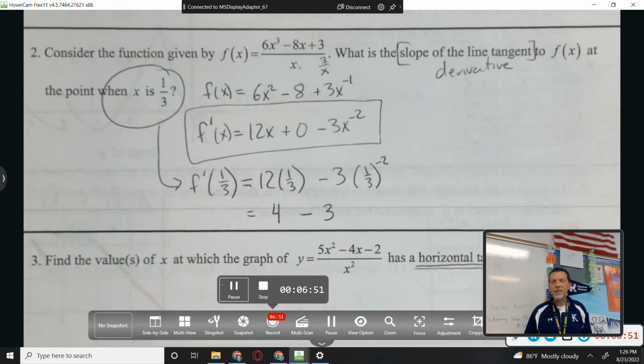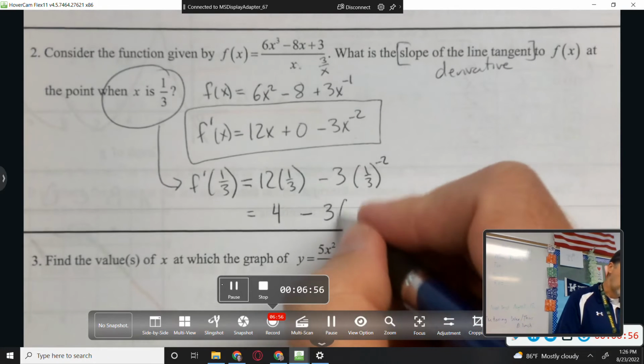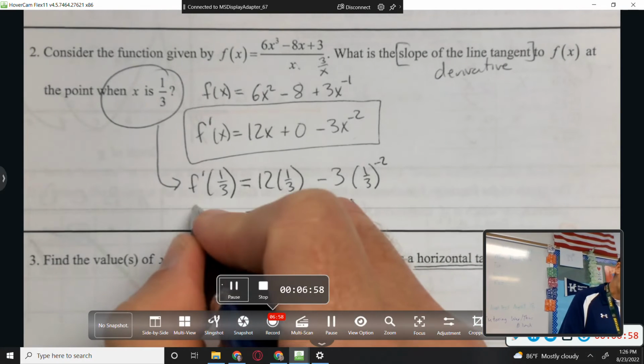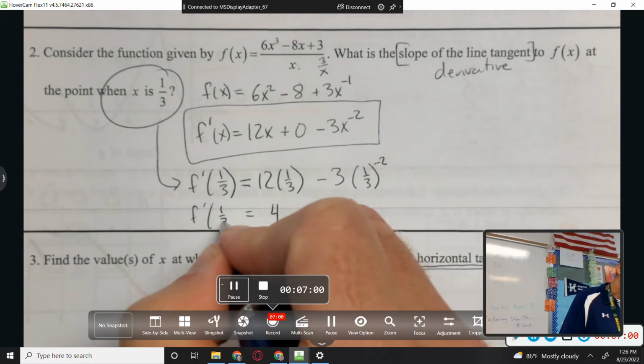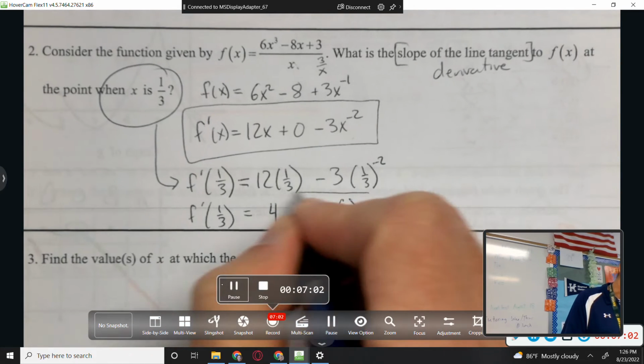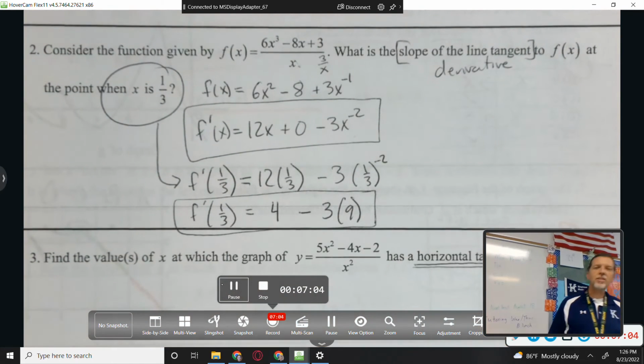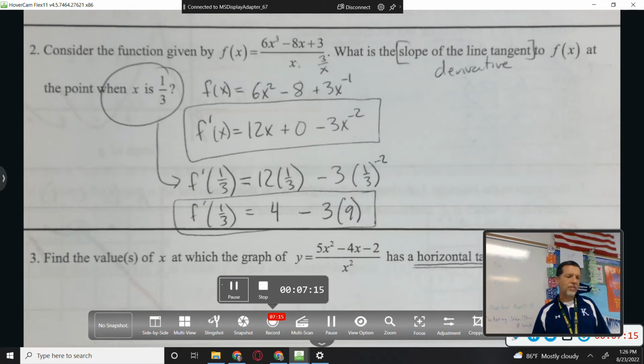Well, negative flips it over. 2 squares it. 3 times 9. And I'm out of room, and I'd like to make use of the safe stop, so I'll stop there. I don't want to mess up 4 minus 27. I mean, it's not hard, but why bother if you don't have to?